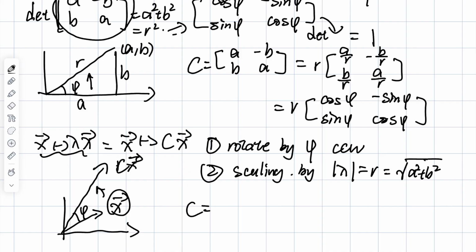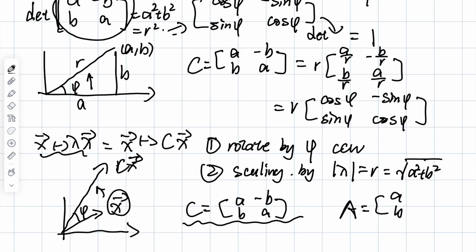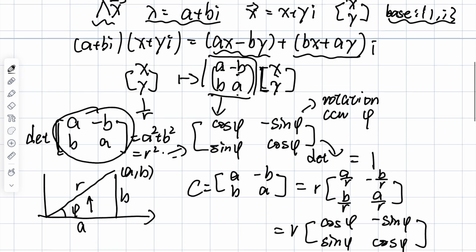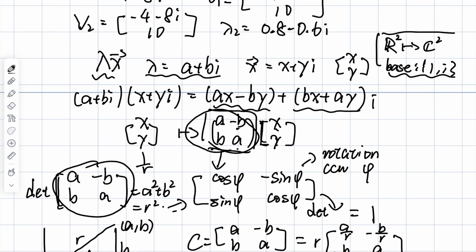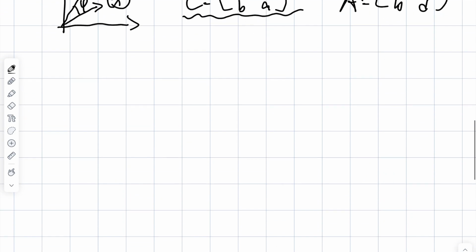But this matrix A, B, negative B, A is special. What relationship does it have with a random matrix A, B, C, D? Well, remember how we find this matrix? We use this straightforward inherently linear transformation from the real plane to the complex plane using the basis 1 and i. We can do the same thing here.